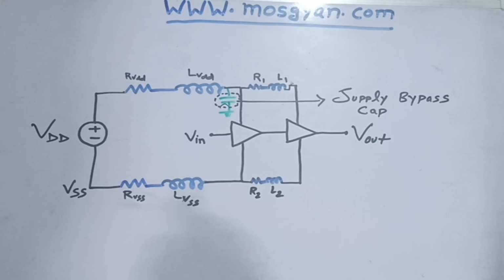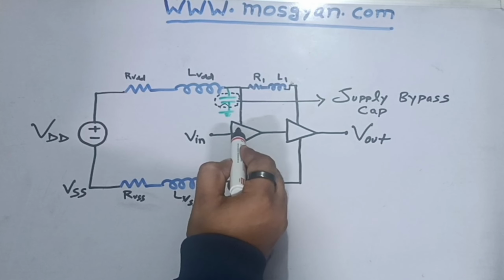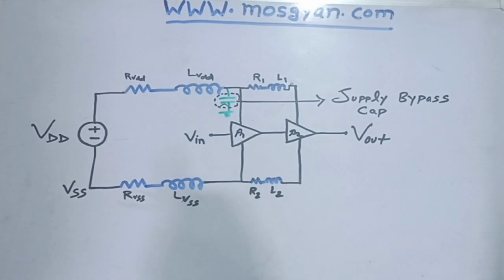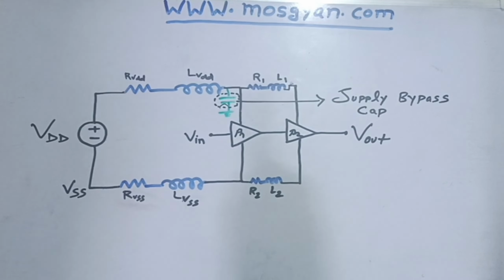So let's say we are taking two op-amps which are connected back to back. Those two op-amps are shown here. Let's call this A1 and let's call this A2. The two op-amps are connected in series, and the input is given as Vin, which is applied at the op-amp's input, and Vout is the output of the op-amp.